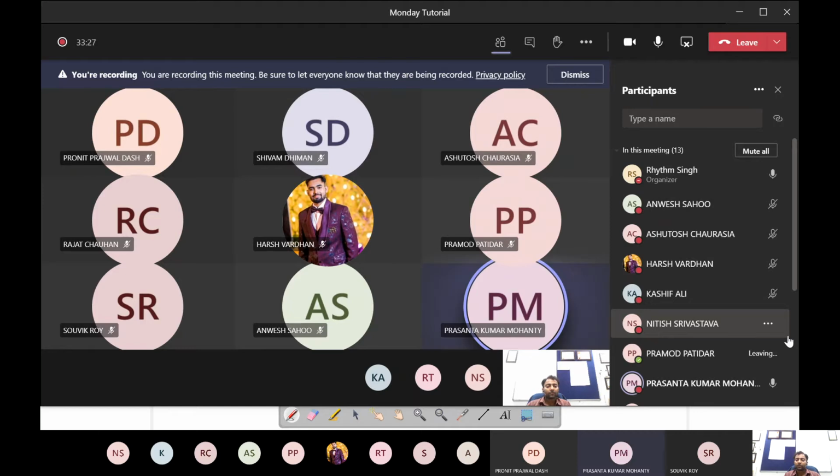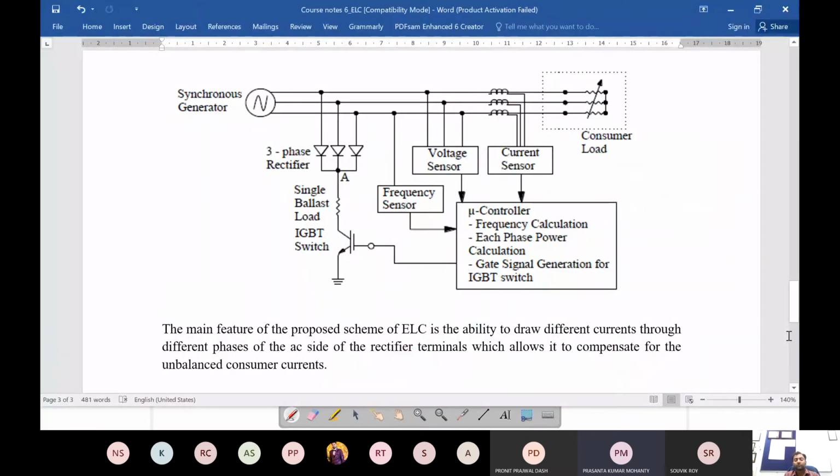Sir, this is Prashant. Yes, Prashant. Sir, it is using only one dummy load. Right. Is this a disadvantage?